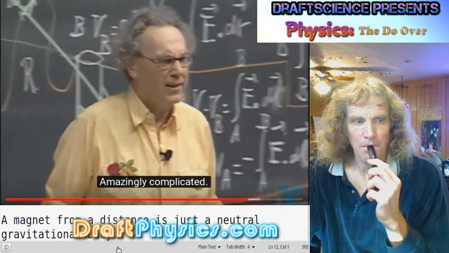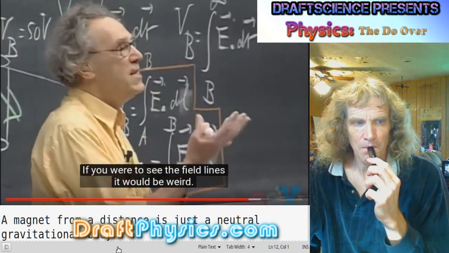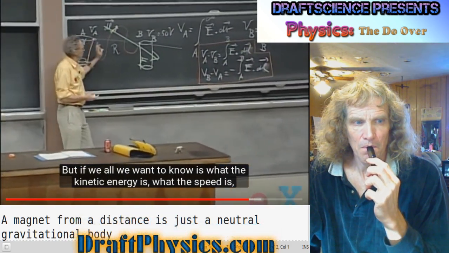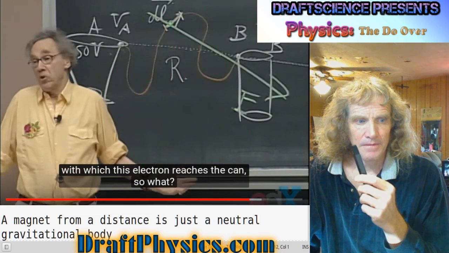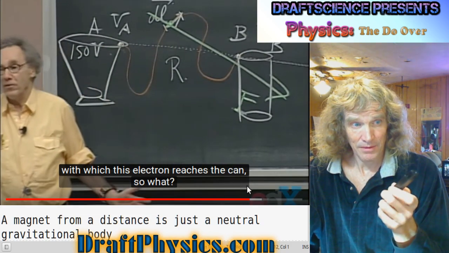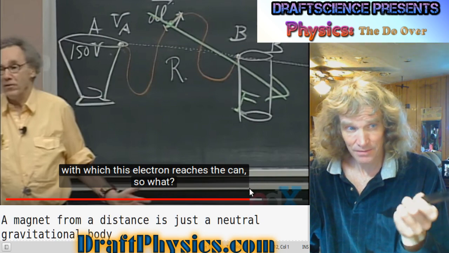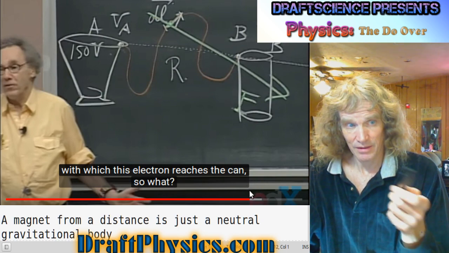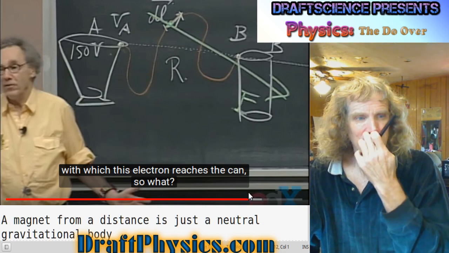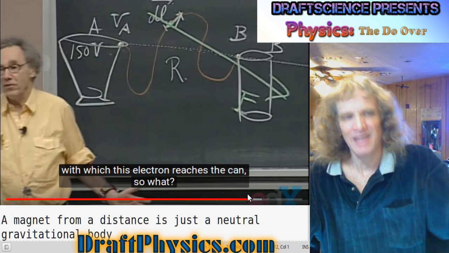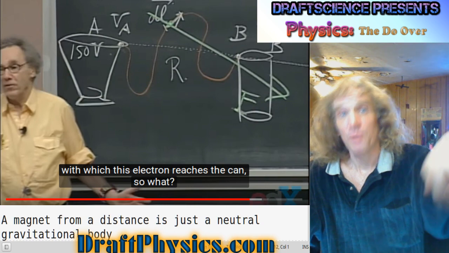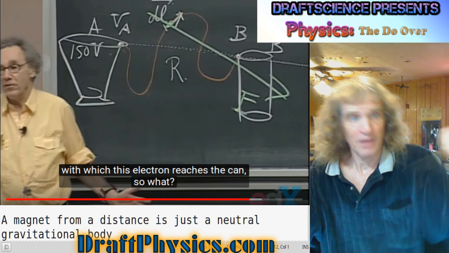Trash can, amazingly complicated. If you were to see the field lines, it would be weird. But if all we want to know is what the kinetic energy is, what the speed is with which this electron reaches the can, so what? So again, he's saying this 150 volts is a negative voltage, and well, it's a positive voltage, so the electron wants to go to the positive voltage, which has fewer electrons. So the can has fewer electrons.